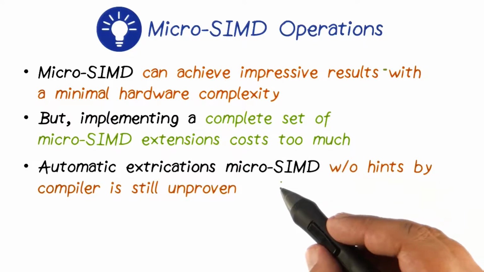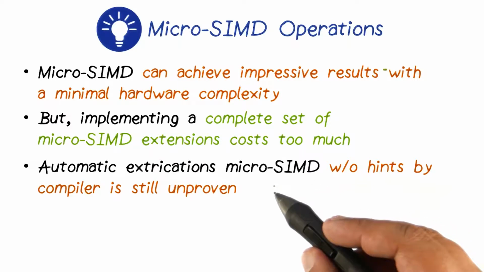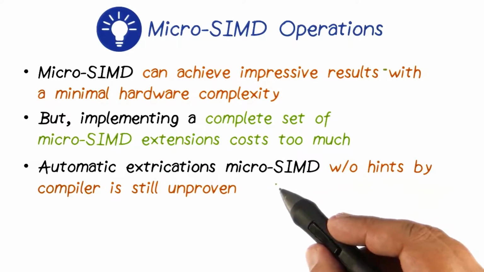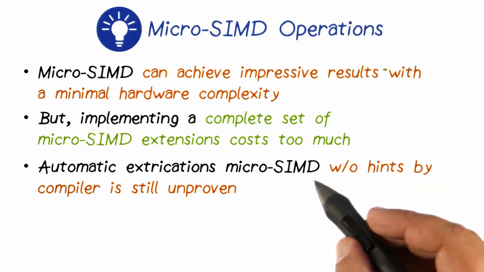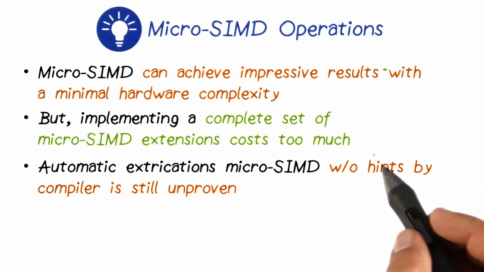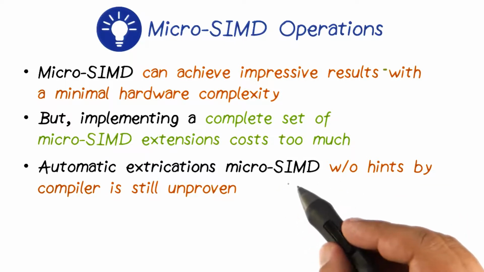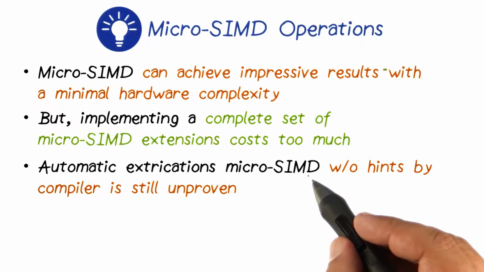It is rarely done in an automatic way by the compiler. Why? Because it is a difficult job of a compiler to really reason about the microSIMD parallelism without hints. What could be a complication here? The complication here could be the operand widths, which are unknown to the compiler.